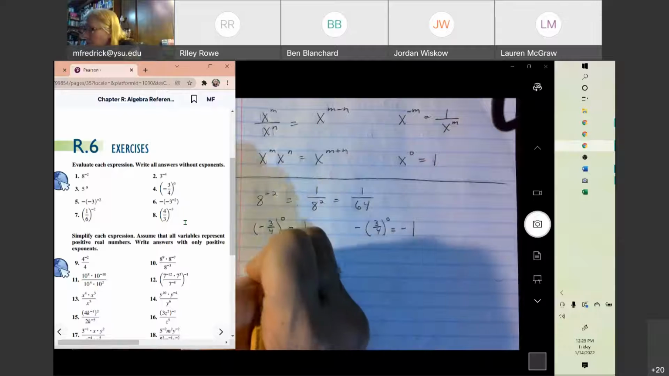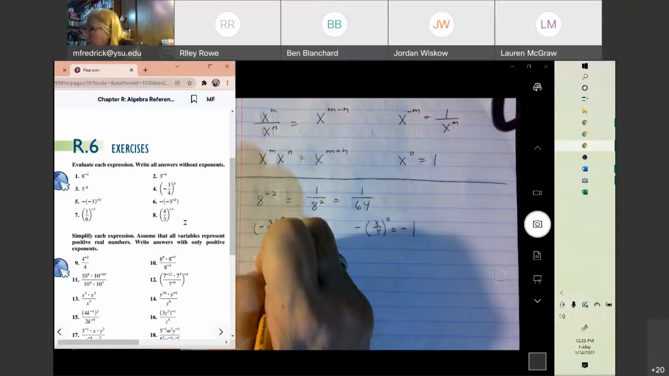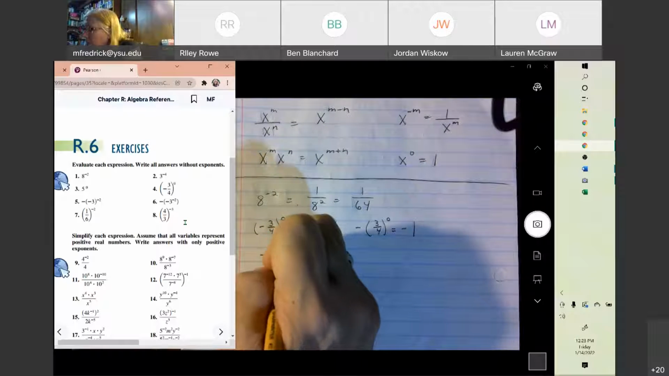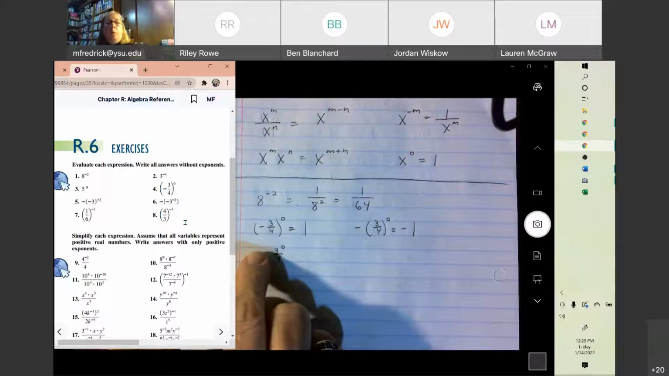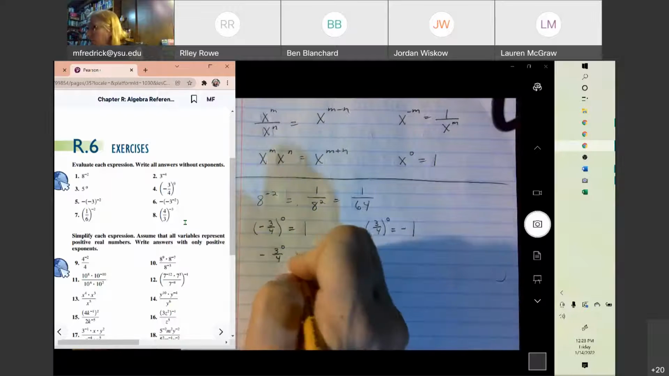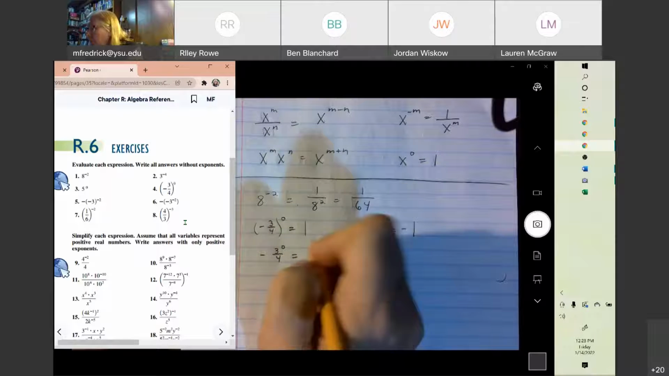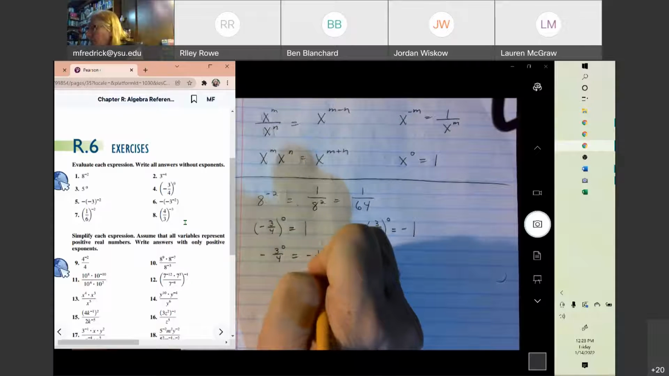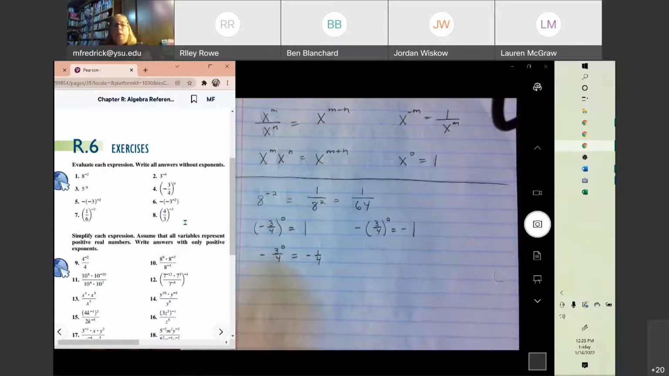Another thing that could have happened if we had negative 3/4 to the 0: only the 3 is to the 0. So this would be a negative 1/4. You need to be careful. Parentheses are important, and without them, the answers are different.